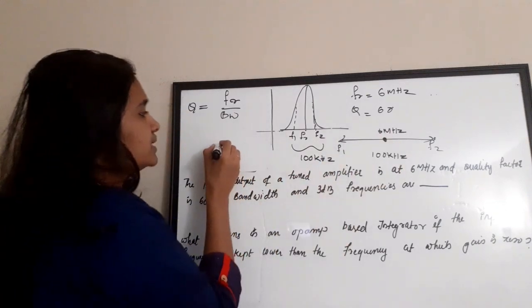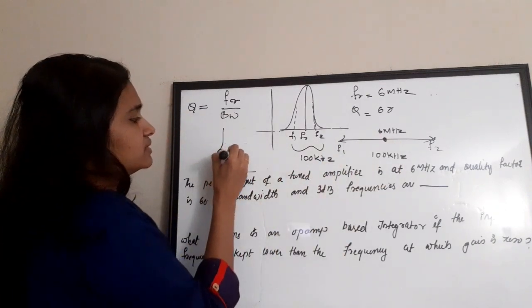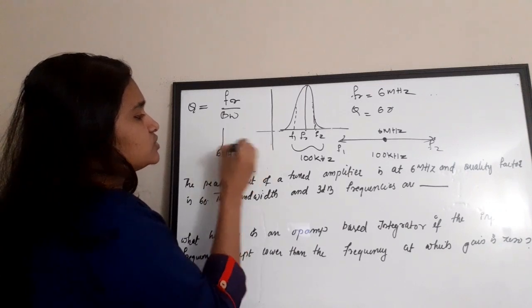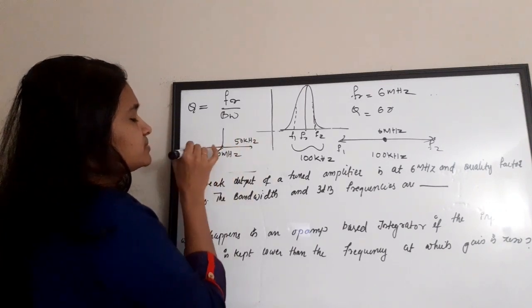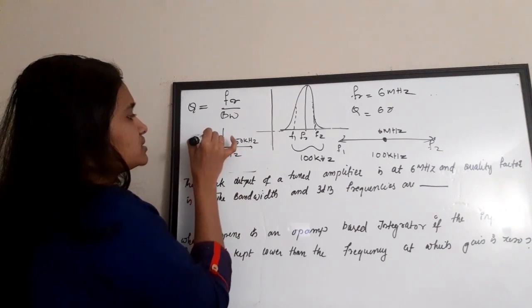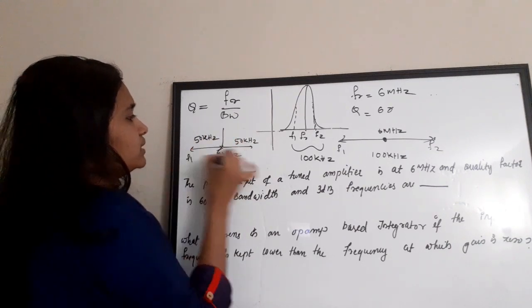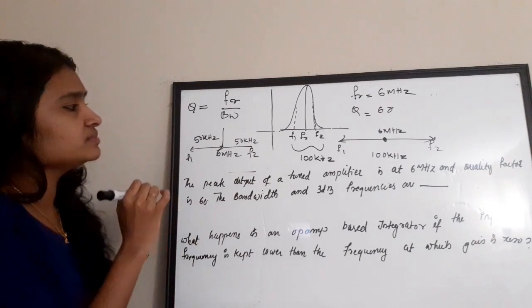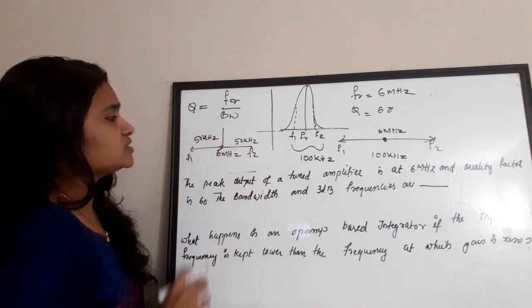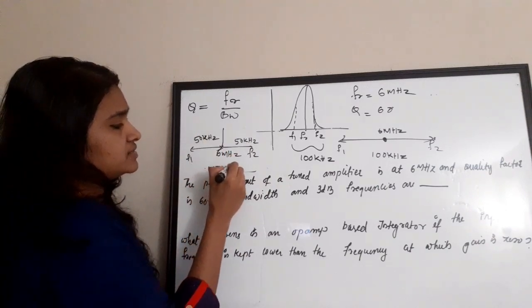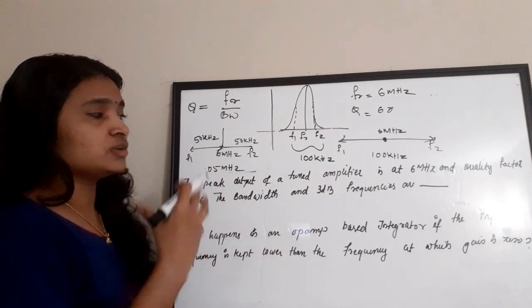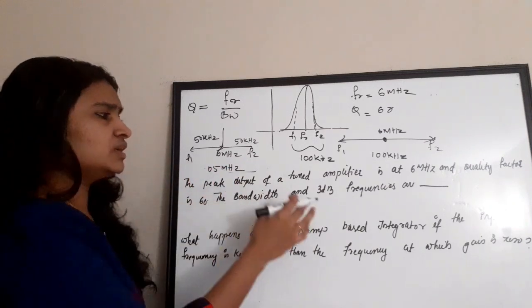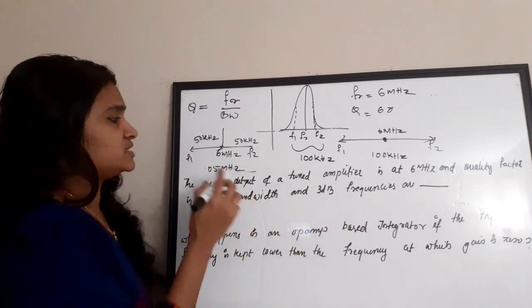So consider that this is 6 megahertz, and towards this side this much is 50 kilohertz, and towards this side this much is 50 kilohertz. So what will be F1 and F2? Very simple. 50 kilohertz can be written as 0.05 megahertz, right? This is a logical thinking type of question. Only then can you find the two 3 dB frequencies.